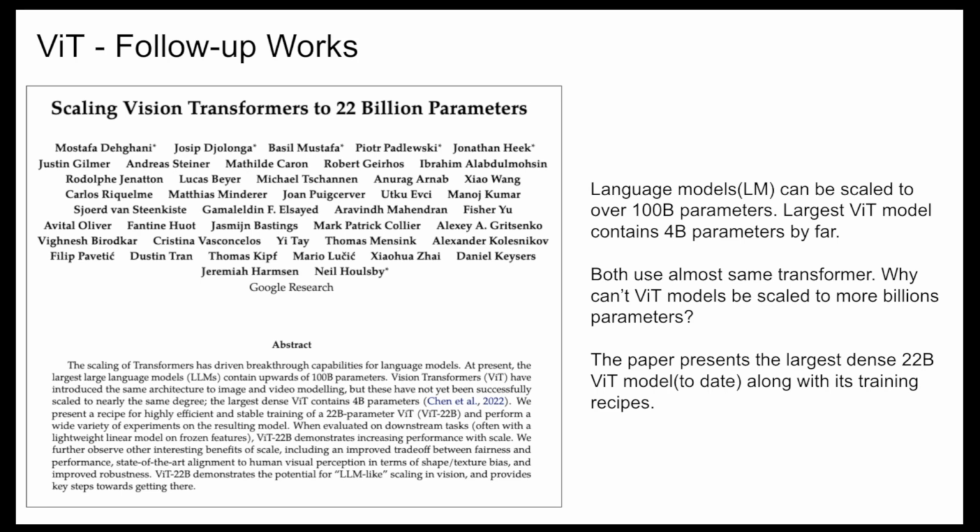So the main thing here is that language models, LMs or LLMs, can be scaled to over 100 billion parameters, but the largest ViT up to date was around 4 billion parameters. It's all the same architecture, the same transformer with a little bit of difference. So why can't ViT models be scaled beyond that? This paper basically presented the largest dense ViT, which has 22 billion parameters, and shows the training recipe for achieving that scale.